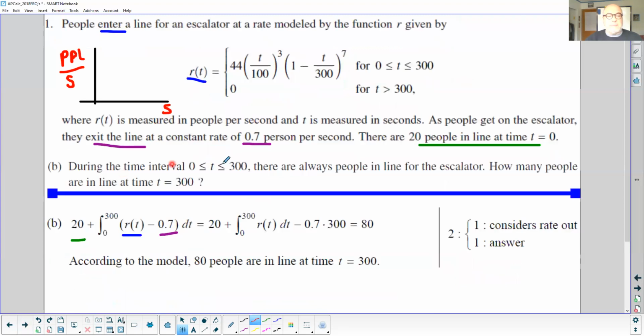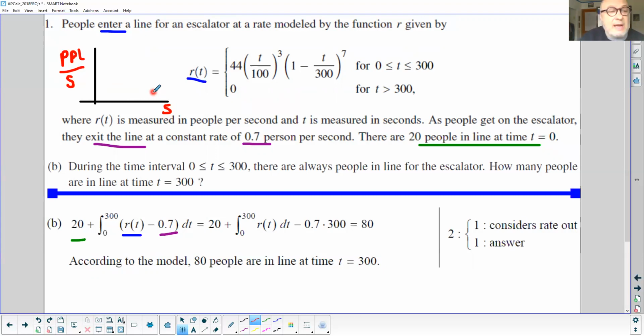Part B says, during the time interval 0 to 300 again, there are always people in the line for the escalator. How many people are in the line at this 300 point? One thing I do want to talk about real quickly is that somebody made this mistake the other day. When you're calculating a derivative or a slope, don't forget to divide these two units. So if I was doing a derivative or a slope, or an average rate of change, which is the same as a slope, I would do people per second divided by seconds. So it's people per second squared.